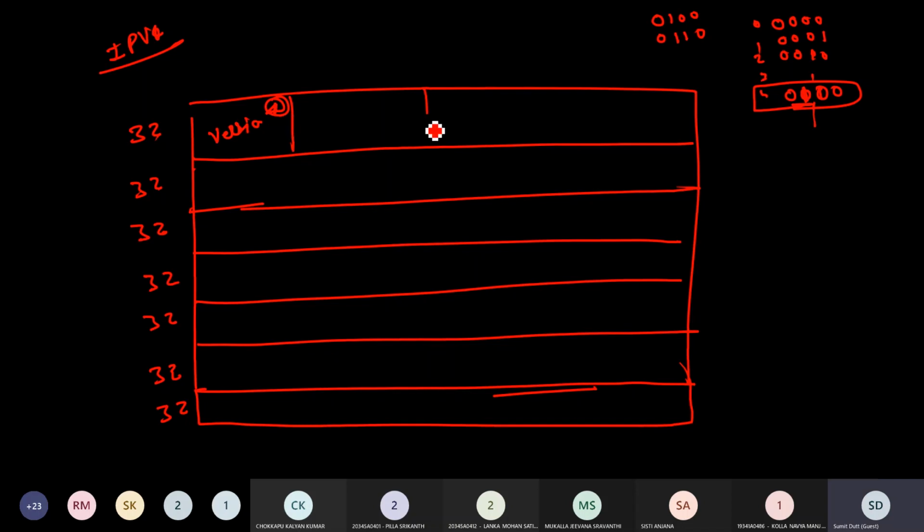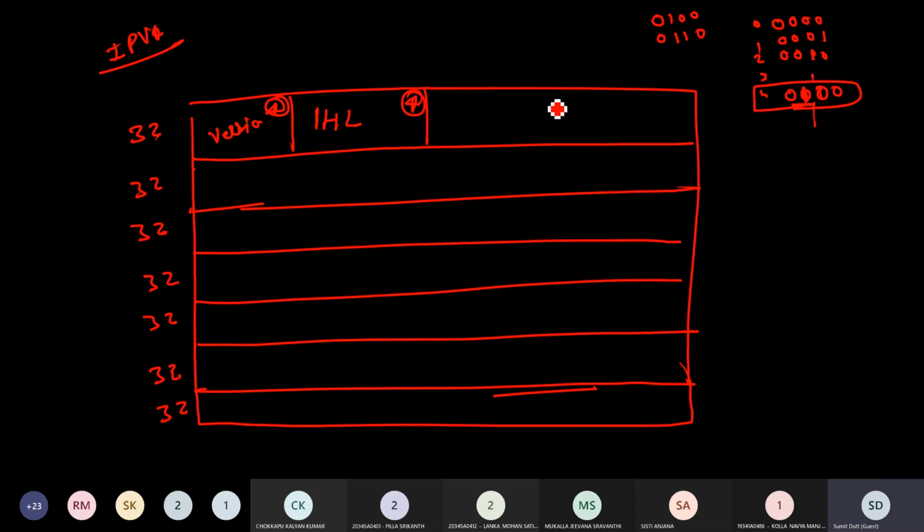Then the remaining 4 bits talk about the header length. So out of this complete packet, how many bits have we used in the IP header? We call it the IP header length. So 4 bits represent the IP header length.